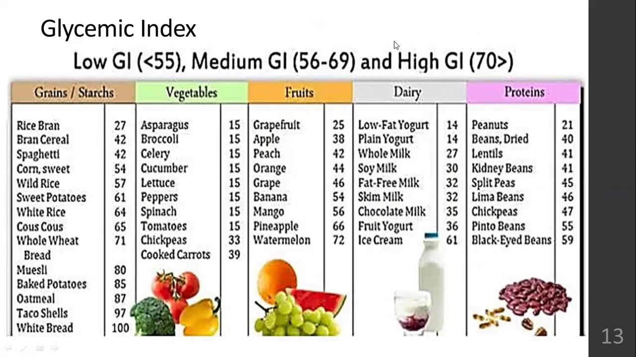So low, medium, and high glycemic index food, these are the categories. You can take a screenshot of it. Numbers are given. Any food that has a score of more than 70, you have to avoid as much as possible in a diabetic patient's diet. Any food that is less than 55, those are the best options for diabetics.